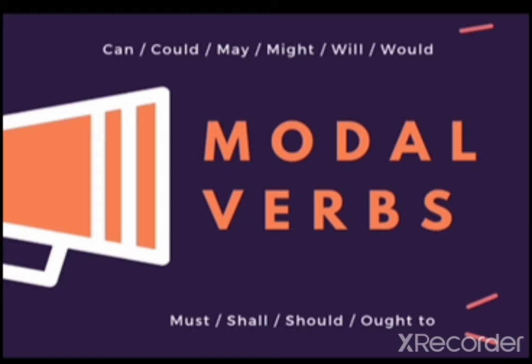Now we are going to see the uses of these modal verbs. Specific modal verbs are used to express certain purposes. We are going to see that. The first one: may, can, and could are used to ask permission. These three modal verbs, may, can, and could, are used to ask permission. For example, may I come in? This is the formal way of asking permission.